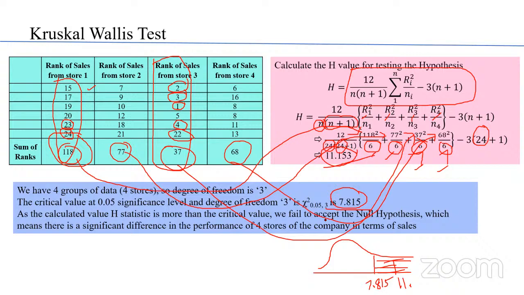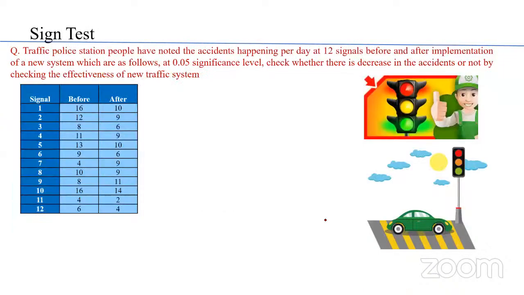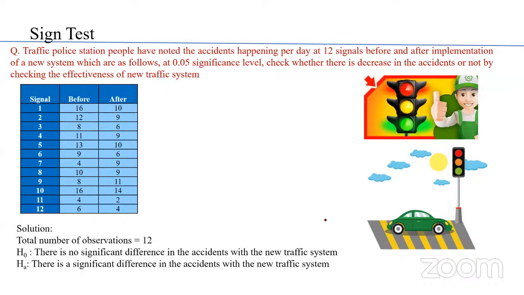Fine. So this is the sign test, and it is going to be almost similar to the earlier case. I've just used one more example: before and after. There is a traffic station and they just wanted to identify whether there is any change in the number of accidents at different signals because of the implementation. So it is going to be similar to a paired sample test.